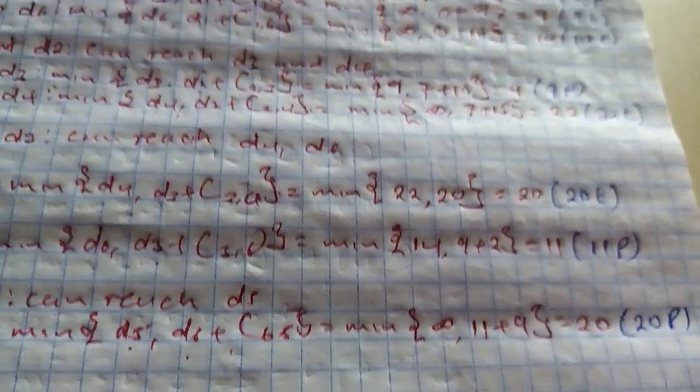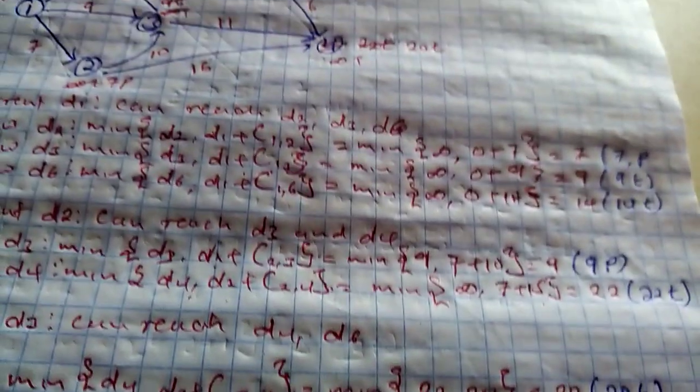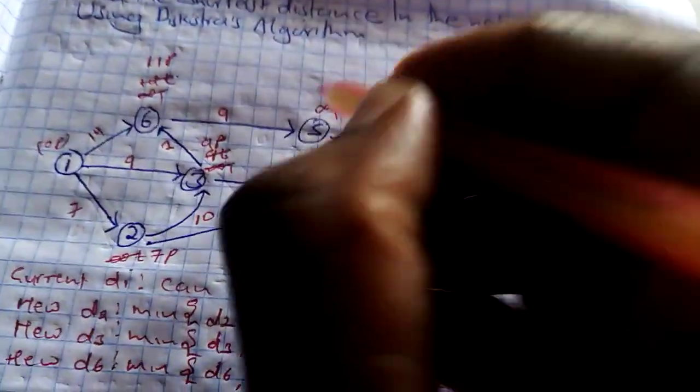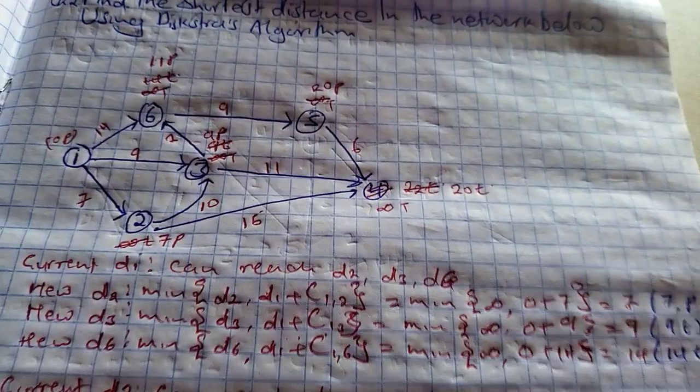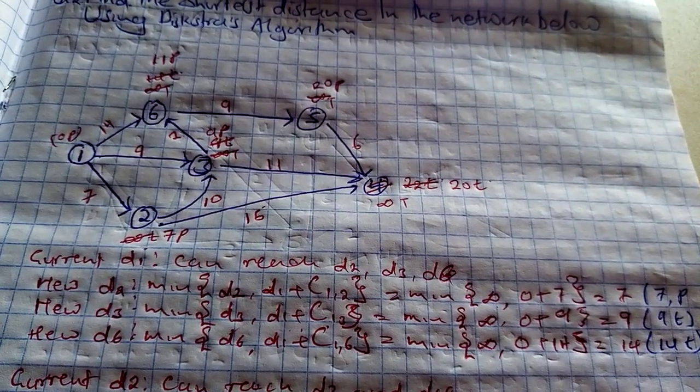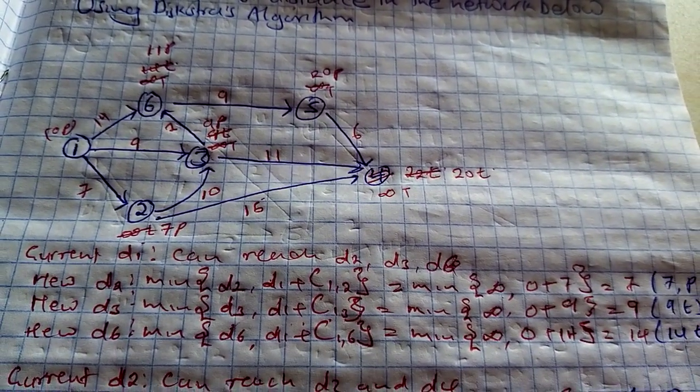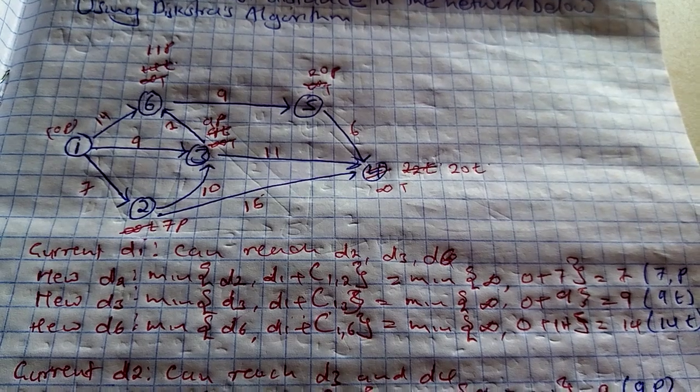So it becomes permanent. I come to the diagram here and change this to 20P. It becomes our permanent.